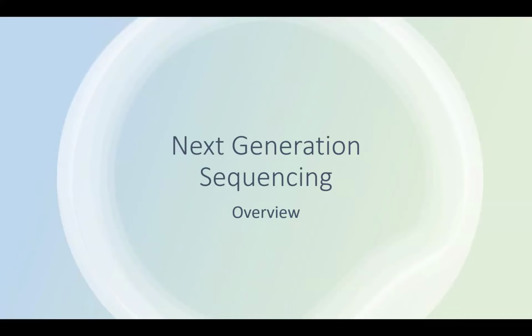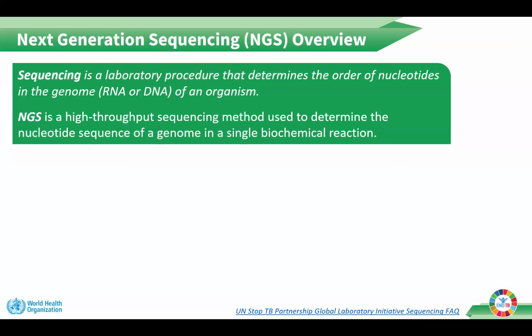While we recognize that many in the audience may be familiar with next-generation sequencing or even have expertise with its hands-on use, others may be less familiar. And so what I'd like to do first is review a series of definitions in the process before we talk about the policy guidance. Next-generation sequencing, or again, NGS, is a high-throughput sequencing method that is used to determine the nucleotide sequence of a genome in a single biochemical reaction.